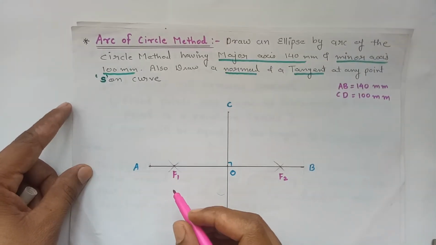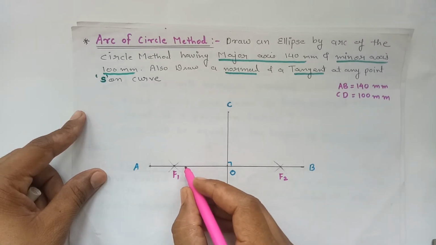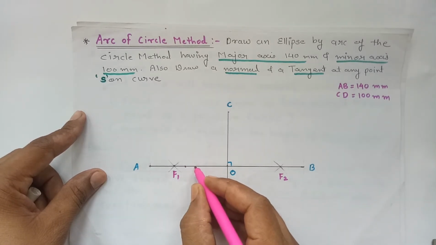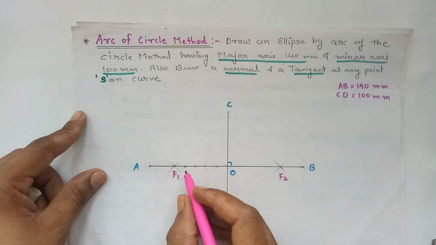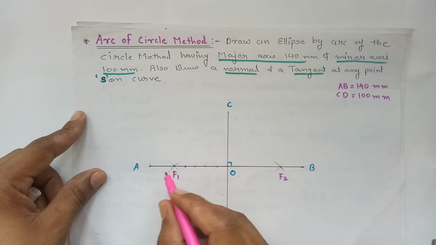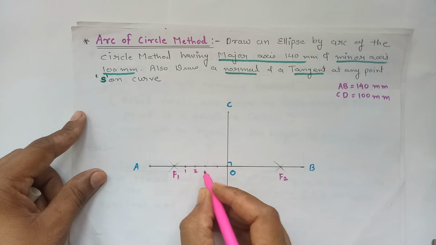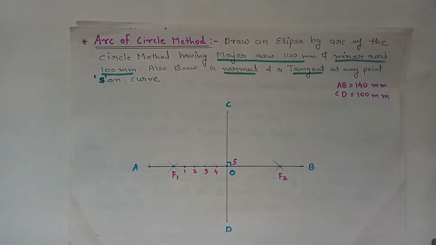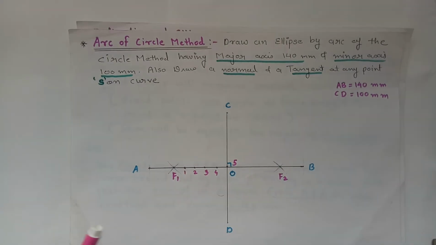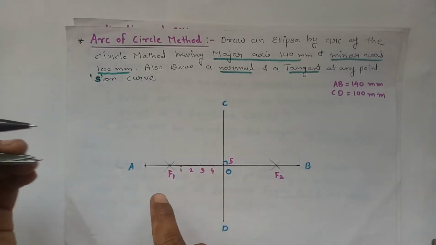After finding the focus points, what is the next step? The next step is to mark points in between F1 and O. Randomly mark points in between F1 and O: 1, 2, 3, 4, and the center point is 5. Mark these distances randomly in between F1 and O. After marking these points, what will be the next step?